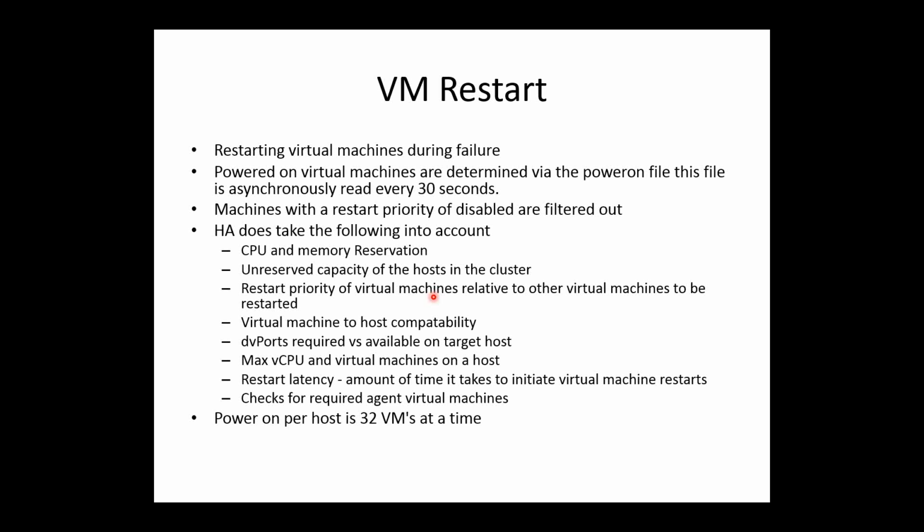This order is just for the initial action. So if I say I have a high, medium, and a low, it will attempt to power on, on another host, all high VMs first. But the second it issues the power on command, it's going to move on to mediums. It doesn't wait for the operating system to come up. It doesn't wait for anything other than power on. So it'll keep going down the list. And then there's a disabled restart priority, which means it will not be restarted.